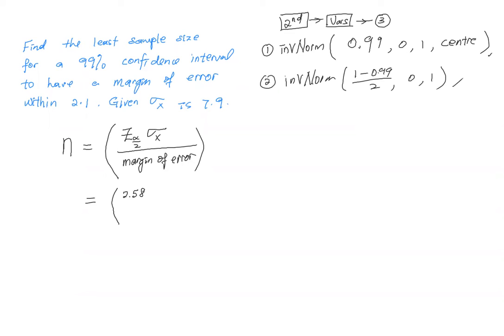Mikia, can you get the answer? Another person I would like to call is Kydrick. Okay, Kydrick, tell me what is the standard deviation? 7.9. Yeah, 7.9. What is the margin of error? 2.1. Yeah, 2.1. This formula must have the square, correct?